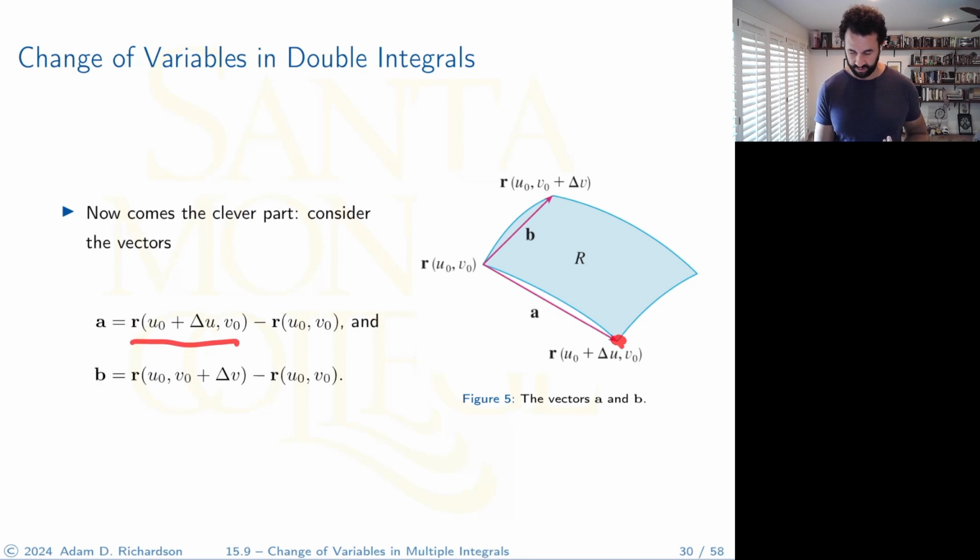This minus this gives you the displacement vector. Now do the same thing for the vector B. So the vector B is this one right here, and it's the displacement vector between these two points. Notice this point right here is when you have v naught plus delta v, because that's the other side.